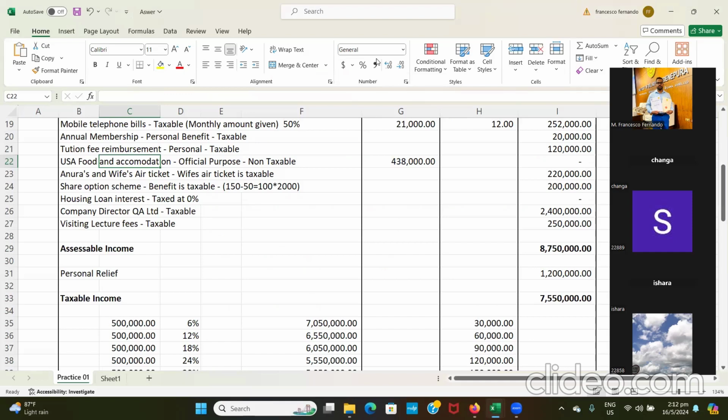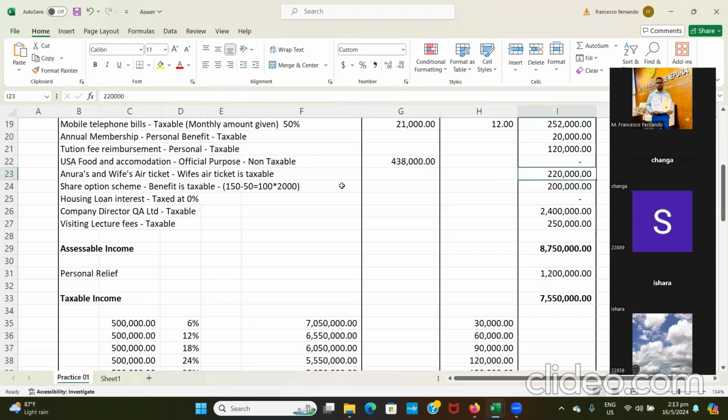So think in a normal way as well, right? You can use common sense here. Simply we can take only Anura's cost, 220,000, right? That is the expense which we can exempt, as per the IRD rule, because Anura has gone for an official visit, but the wife has not gone for an official one. Therefore, her expense is taxed.